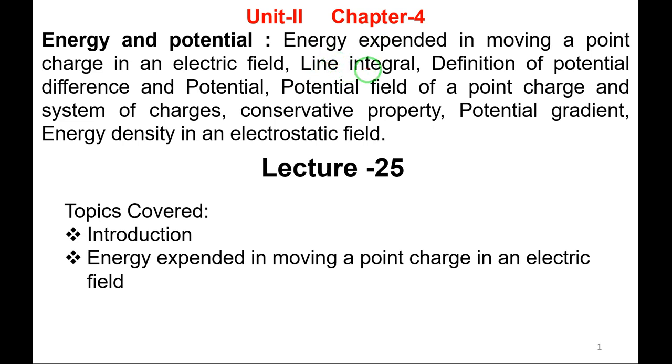Then we will introduce a new concept, the definition of potential difference and potential. In the previous chapters, we made use of Coulomb's law and Gauss law to calculate the electric field intensity due to various types of charge distributions. Here, in this chapter, we will introduce a third method. Instead of using Coulomb's law or Gauss law, we will see how to find the electric field due to other types of charge distributions by introducing the concept of potential and potential difference.